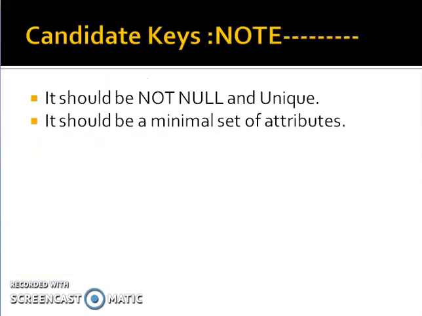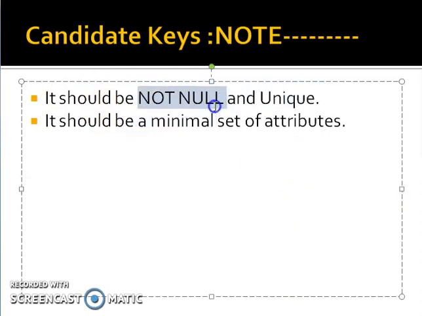Okay. So the next topic is the important notes on candidate keys. It should not be a null value. So the candidate key should not have any null values inside it, and it must be unique. Okay. So each and every value inside it should be different. Okay. So it should be a minimal set of attributes. So what is meant by minimal set of attributes? Attributes means the columns. So it should contain a minimum number of columns inside. Okay. Then only it can be a candidate key.